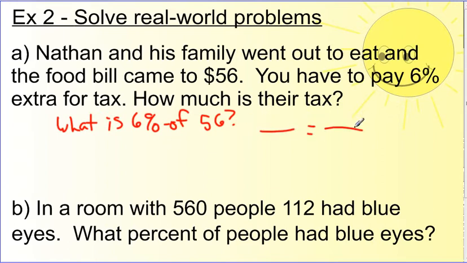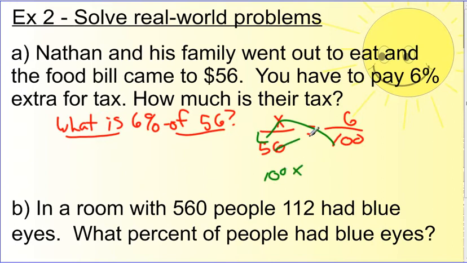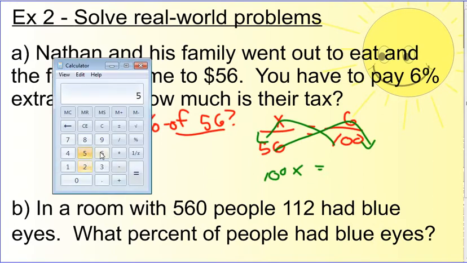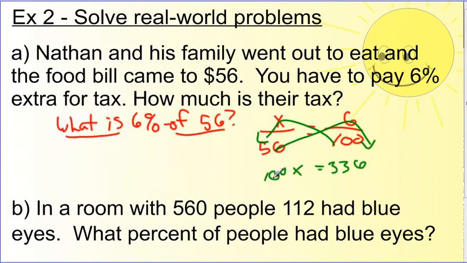You set up your proportion. 100, percent, of number. The other number, we don't know what it is. What is? Now, we cross multiply. We get 100x. 56 times 6 is 336. Divide by 100. Over here we've got x equals 336 divided by 100 is 3.36.